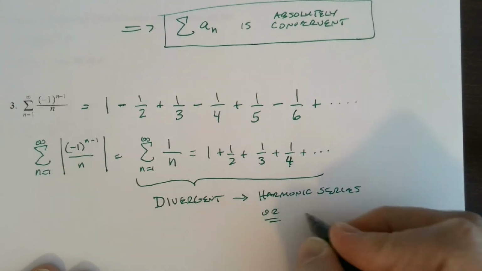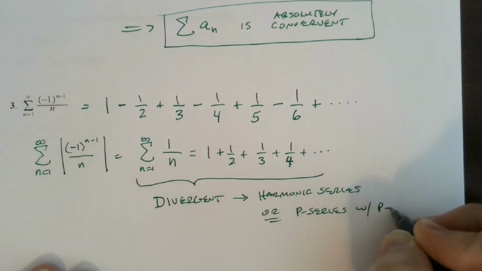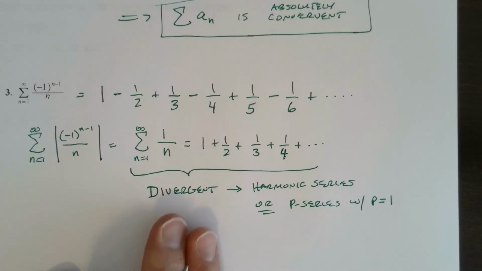Or remember, it's a p series with p equal to 1. Remember, if p is less than or equal to 1, then the p series is divergent. This is kind of a borderline p series between the convergent cases and the divergent ones. All right, what does this mean?